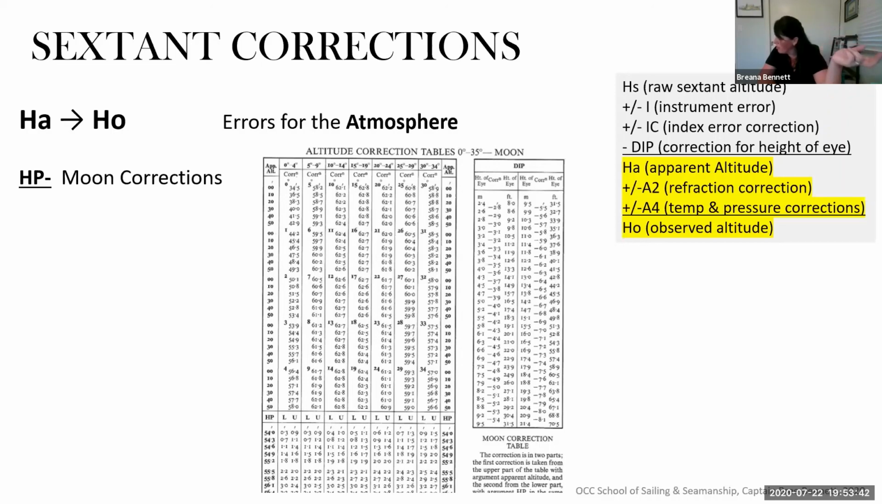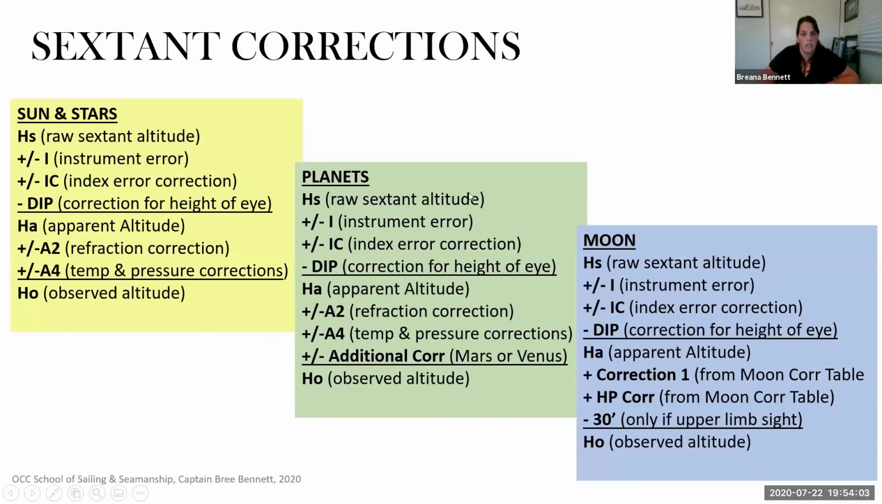and I can't even remember off the top of my head, if you observe the upper limb, you add 30 minutes to it. Automatic add 30 minutes if you are observing the upper limb. So always refresh that one if you are doing a moon site. Okay, I mean subtract, not add. Okay, I said subtract.